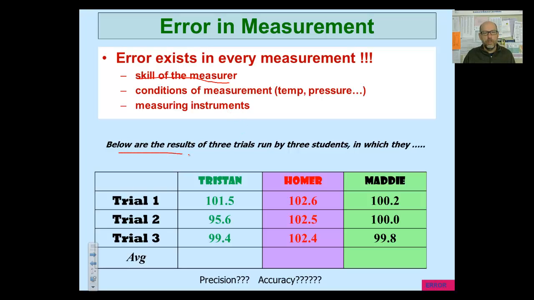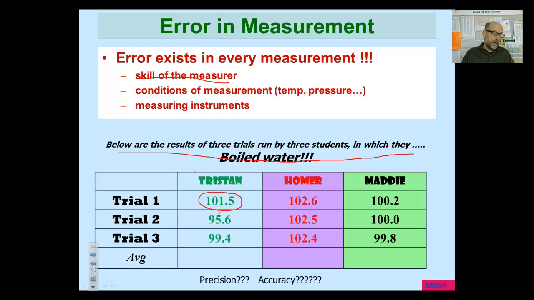So let's take a look at some results. So this is just like when Bo and I went hunting, but these are more scientific types of results. So anyway, here we go. So we decided to boil some water one day, and we had Tristan and Homer and Maddie go out. And they each went to their own little places, and I said, all right, you guys boil some water. All right. So Tristan did that, and he measured the first one. The water was boiling away, and his thermometer said 101.5 degrees.